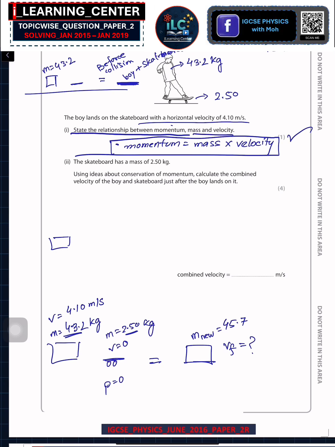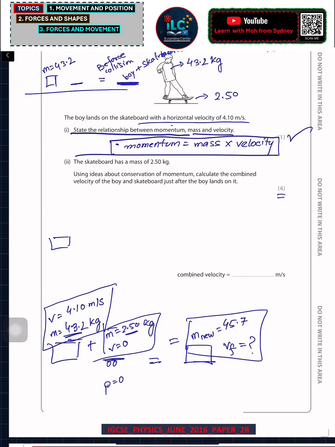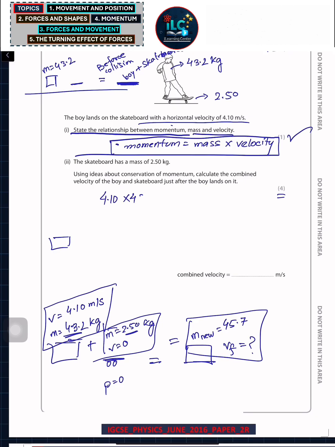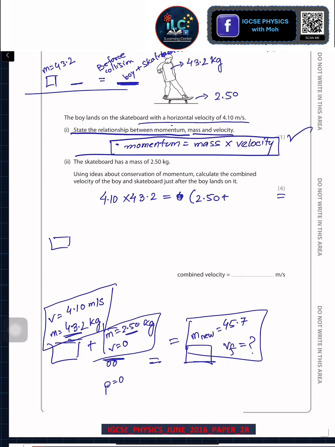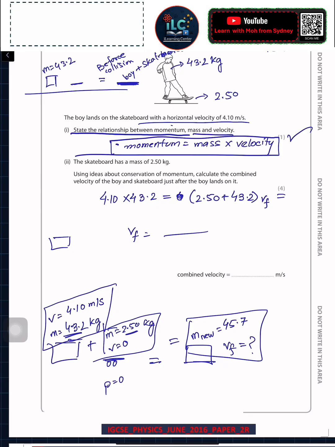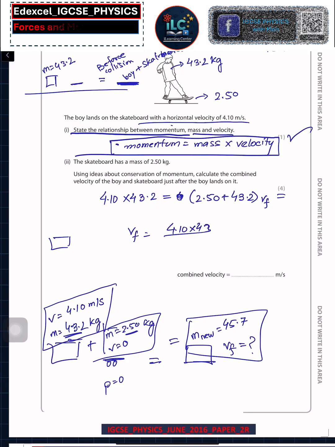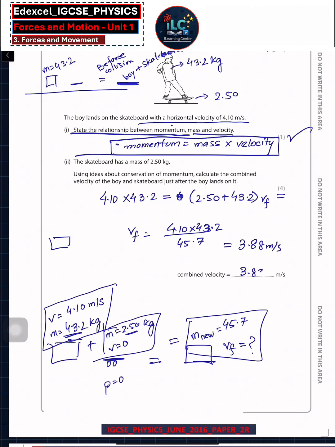Now, if you go with the conservation of momentum, I know that this momentum plus this momentum is equal to this whole momentum. I'll write the same equation, but because it's 4 marks, I'll just quickly do the calculation. 4.10 times 43.2 is equal to, I can break it down for you, 2.50 plus 43.2 times VF. If I make VF the subject, then VF by calculation is 4.10 times 43.2 divided by 45.7, which is equal to 3.88 meters per second. So 3.88 meters per second.